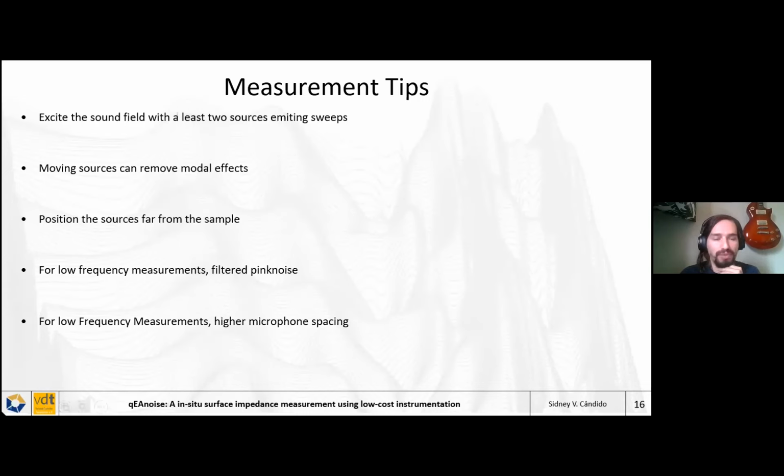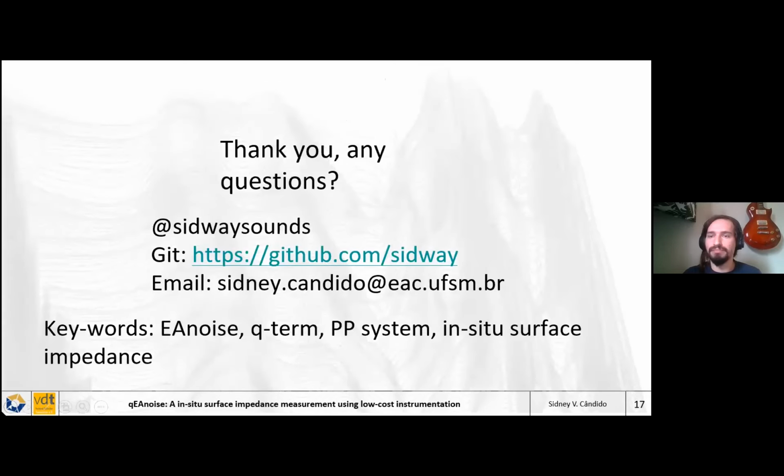And for lower frequency measurements, I found that filtered pink noise on the spectrum that you want to measure is better than sweeps. And you need to use a higher microphone spacing because of the issue that I addressed in the previous slides. And that was that. Any questions?